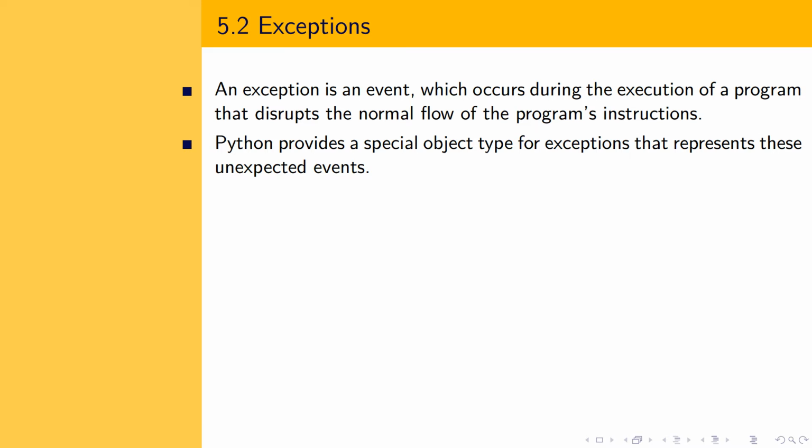Python provides a special object for exception that represents this unexpected event. With the exception object, we can handle the unexpected event when it occurs and keep our code running well without interrupting. I will show you an example of exception.